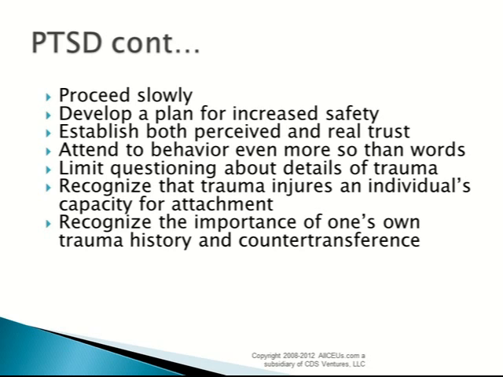Recognize that trauma injures the person's capacity for attachment. And recognize the importance of your own trauma history and countertransference in your ability to provide effective treatment to this person. Help the client learn to de-escalate intense emotions and link PTSD and substance use. How are the two of them interrelated? Provide education about PTSD and substance use, and teach alternate coping skills to help the person cope with their PTSD symptoms.